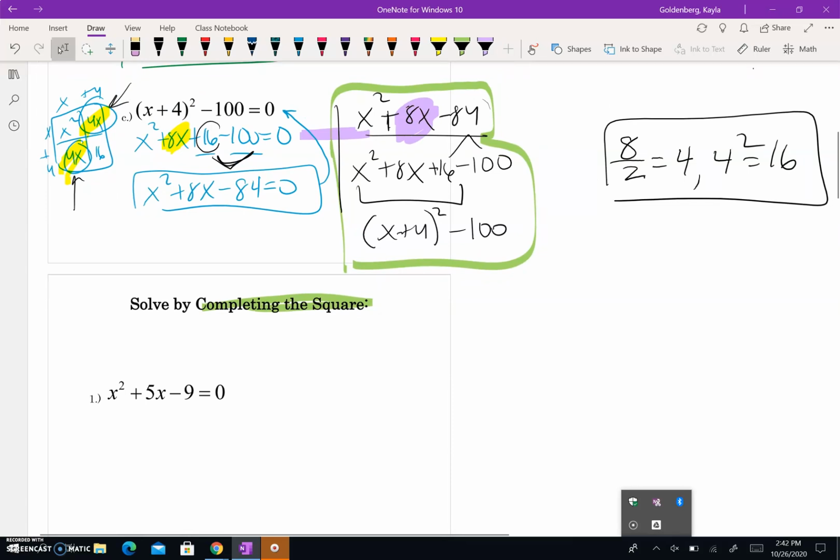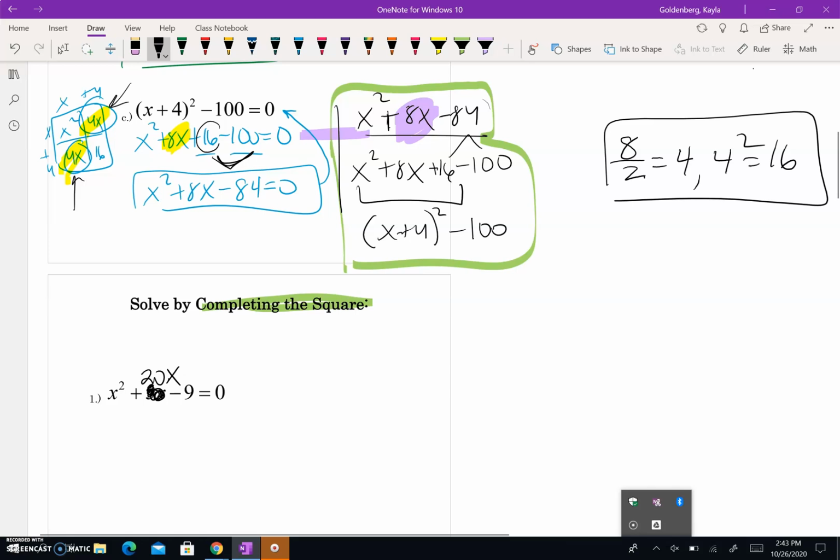We have x squared plus 5x minus 9. And actually, I'm thinking I want to change this problem. So sorry, guys, for doing this kind of out of the blue. Instead of that, I'm going to make it a 20x. So we can rewrite that to x squared plus 20x minus 9 equals 0.